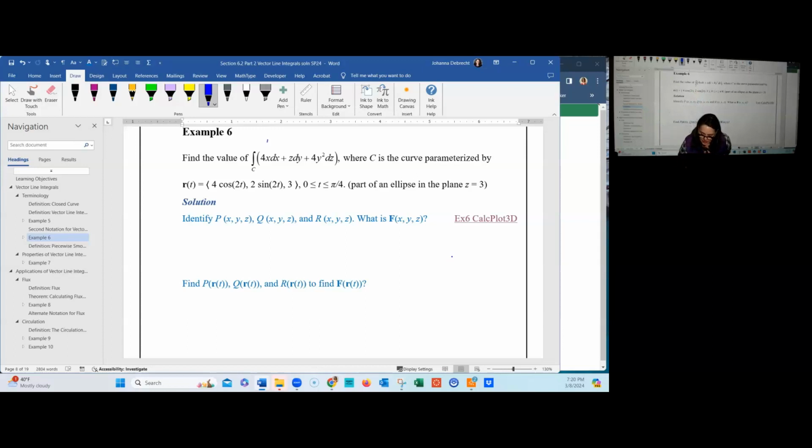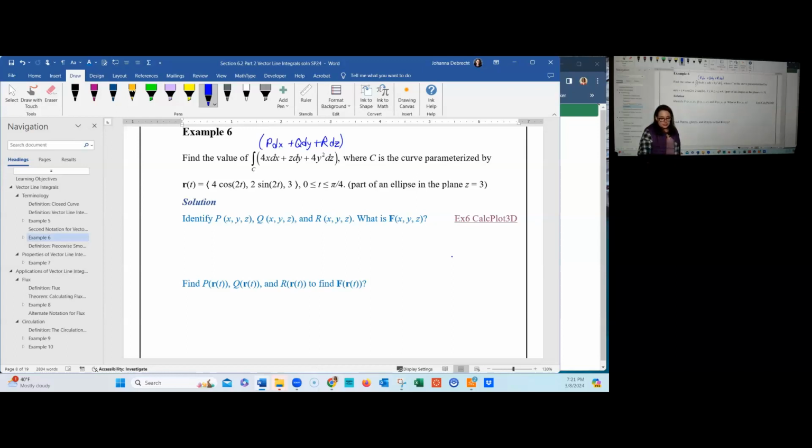What we have up here is p dx plus q dy plus r dz. We're going to need to convert this into the other representation, p of r of t times dx dt, plus q of r of t times dy dt, plus r of r of t times dz dt. Then we'll integrate on the t parameter between 0 and pi over 4.